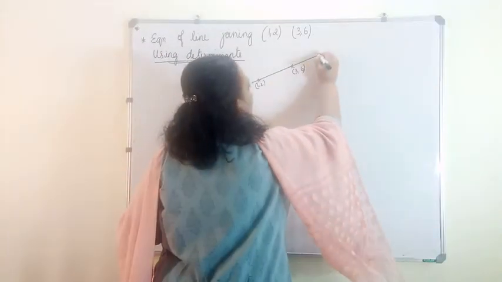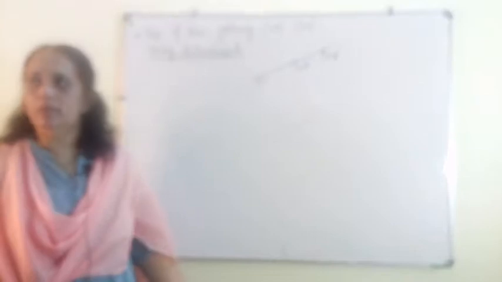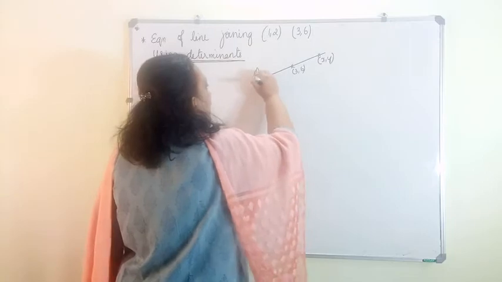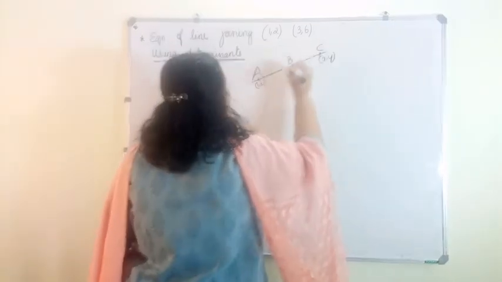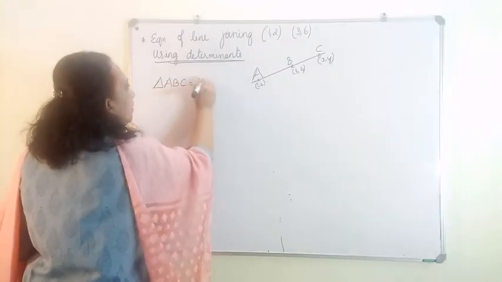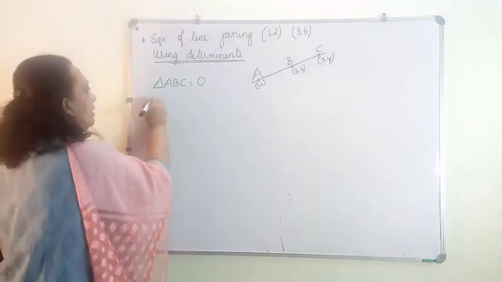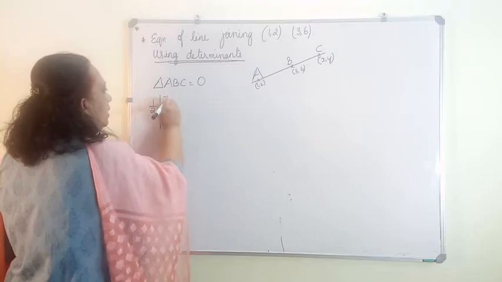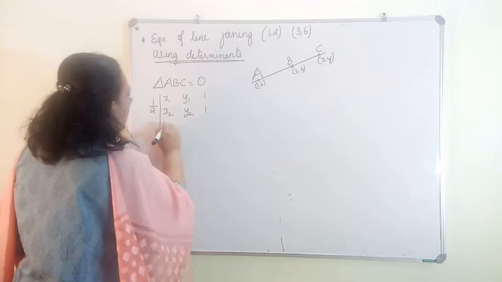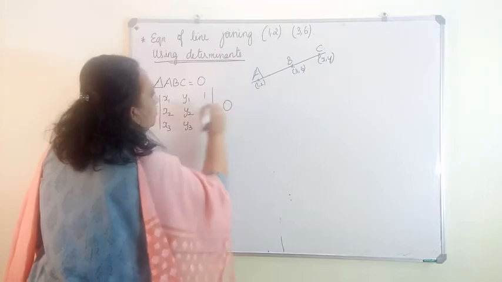So, let xy be any point on the line. You don't know, you are taking xy be any point on the line. That means the area of the triangle formed by ABC is equal to 0. Isn't it? Yes. What is the area of the triangle? Half into determinant x1, y1, 1, x2, y2, 1, x3, y3, 1 is equal to 0.